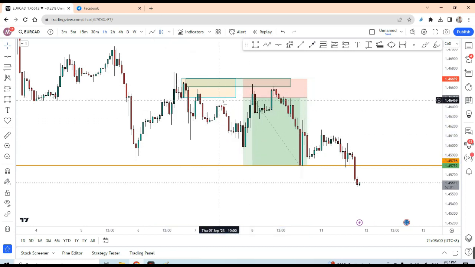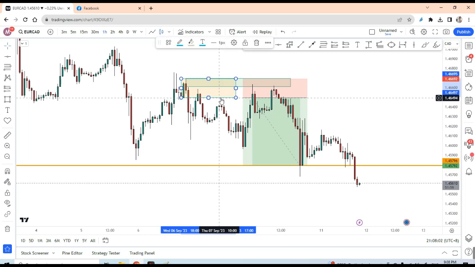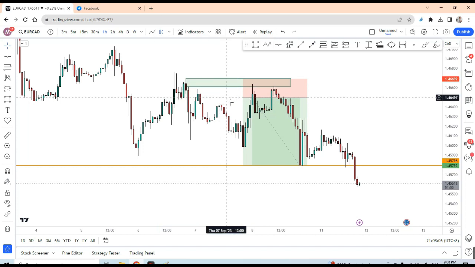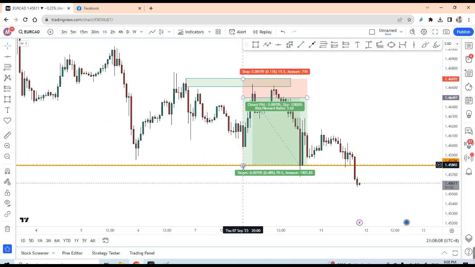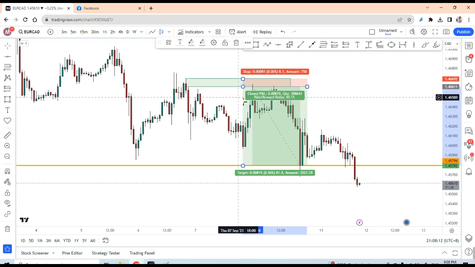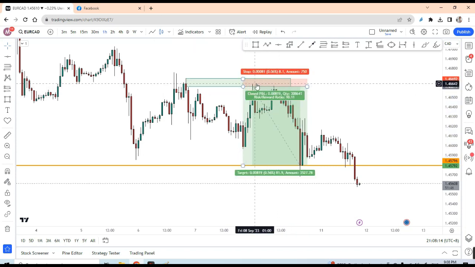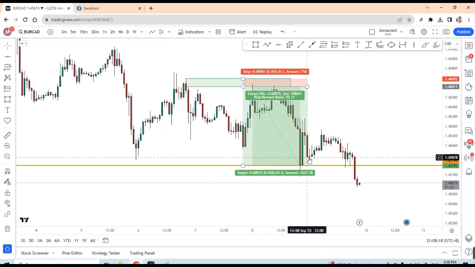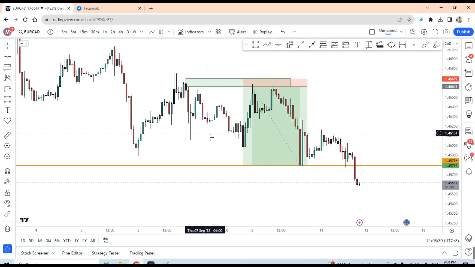Now, the advantage of going into a smaller time frame and looking for the zone is that not only are you able to increase your risk reward ratio, you will have a more precise entry. You can see that the price actually only touched and then it just dropped all the way.